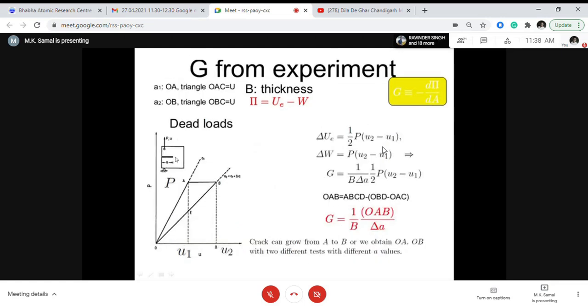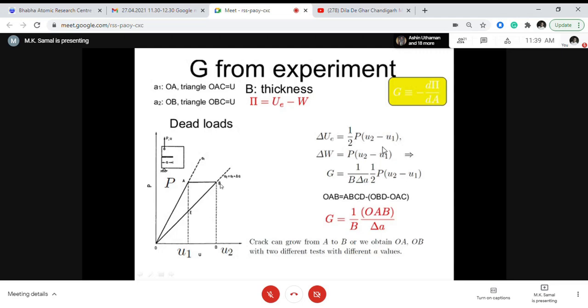Now suppose you put a dead load, that means the load is fixed. You fix the specimen with a pin at the top and put a load at the bottom. The load displacement is linear up to point A, from O to A, then crack growth occurs, from A to B. Because the load is fixed and cannot change, the point moves from A to B, with additional displacement U2, when the crack length is A plus delta A.